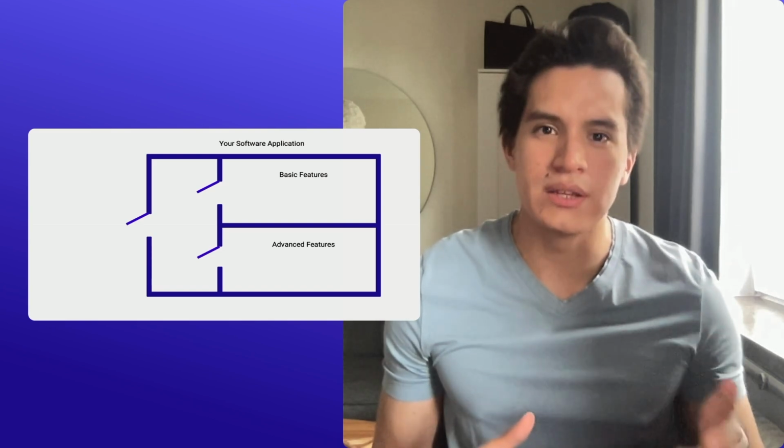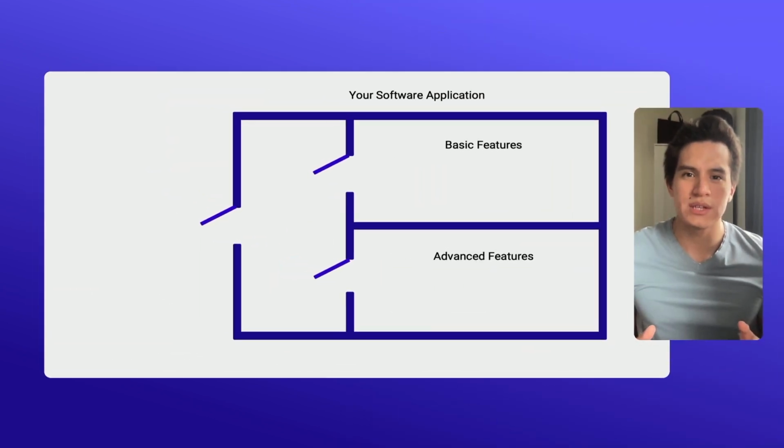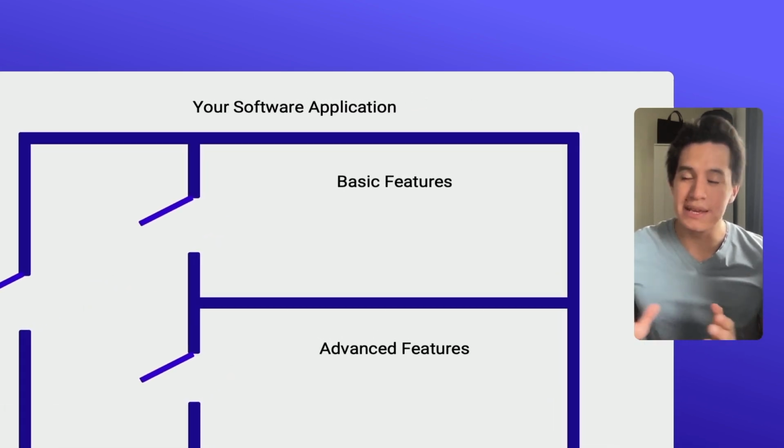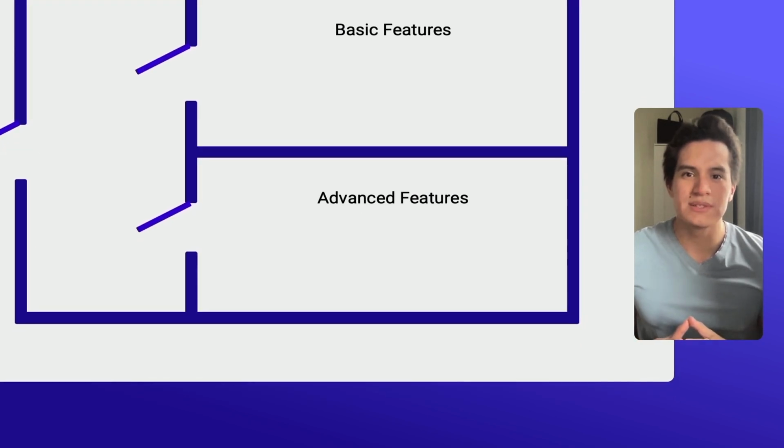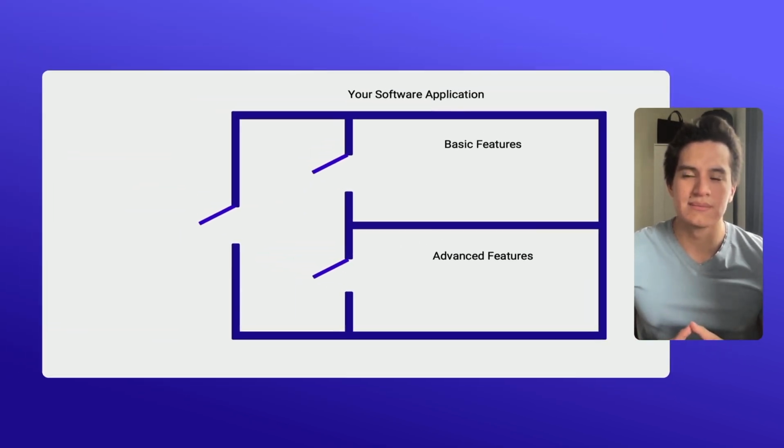Consider the following analogy. Let's say that your application is like a beautiful and cool house. The different rooms of the house can be the different functionalities of your application. This room, for example, could give you basic features, and this room could be some more advanced functionalities.